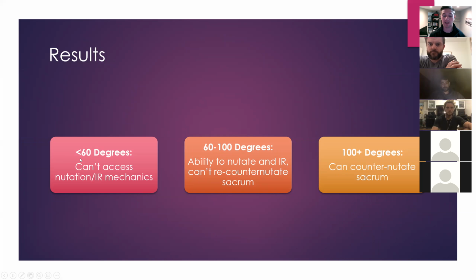If they get less than 60 degrees, which isn't very common, you know that they can't access IR or nutation. You know that they got a lot going on. From 60 to 100 degrees, they're going to nutate in IR, but they can't re-counter nutate their sacrum and access those pelvic expansion mechanics. Beyond 100 degrees, they're going to be able to do that. Because remember, we only really have like 120-ish degrees of true hip flexion, so we can't really say it's 120 plus here.